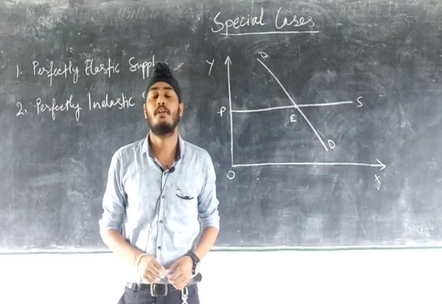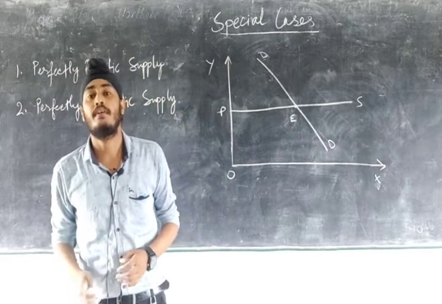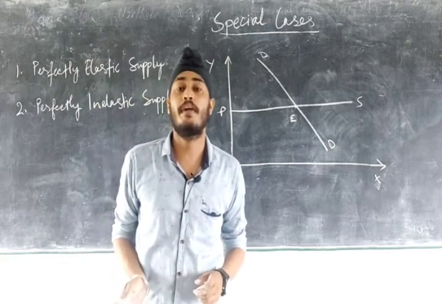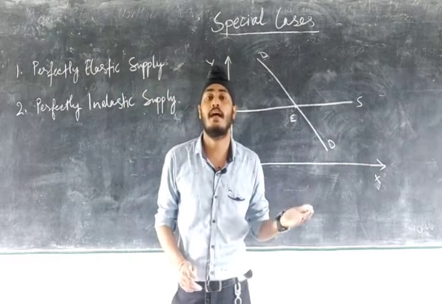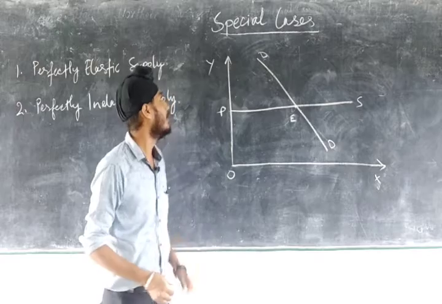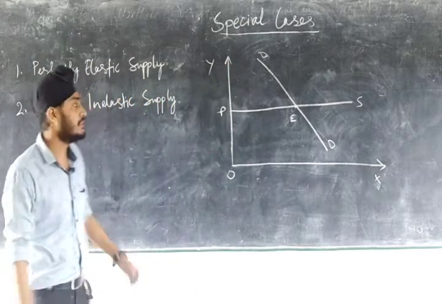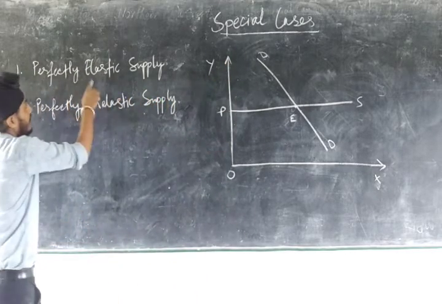In the last class we have learned market mechanism and we have seen what is the effect on equilibrium price and quantity if there is increase in demand, decrease in demand, increase in supply and decrease in supply. So today we will be learning about special cases. Under special cases we learn about perfectly elastic supply.